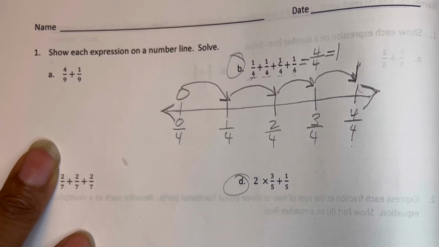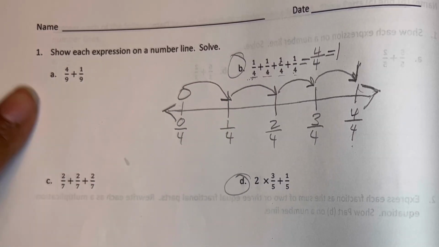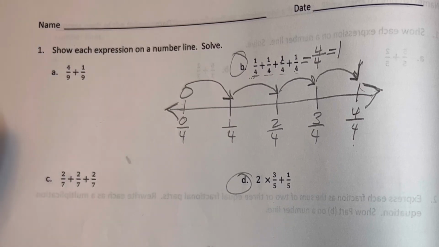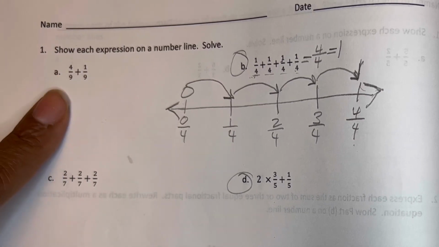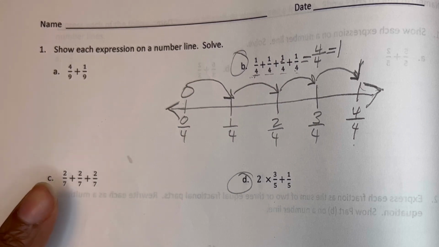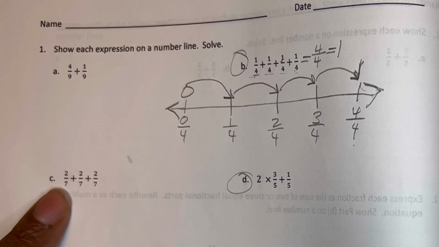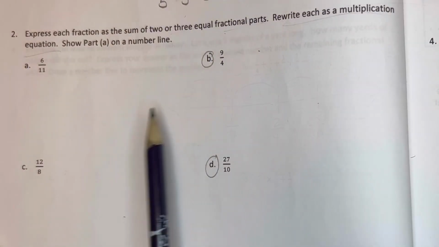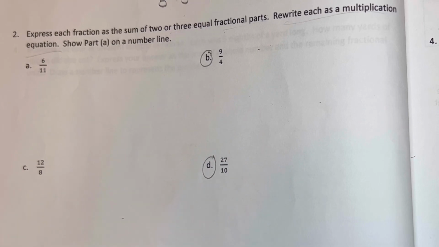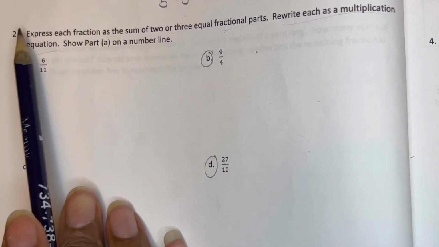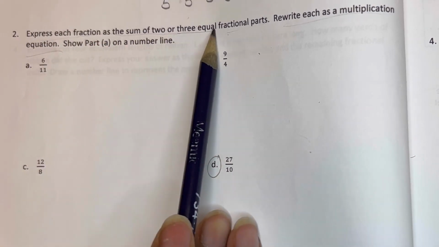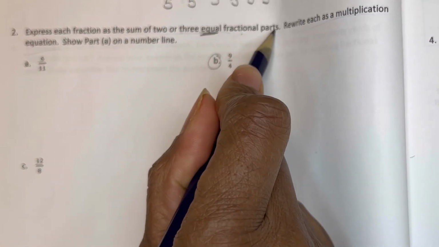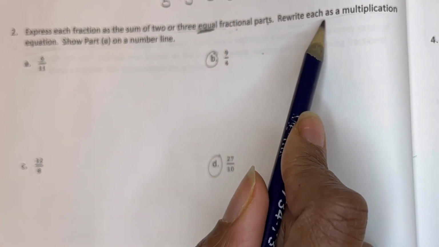Okay? So I know I didn't go over A, but again, you're going to make a number line between 0 and 1 to solve this one. Okay, so I already have some selected that I'm going to go over with you. They want you to express each fraction as the sum of 2 or 3 equal fractional parts. Equal is the key word. So let's just do that.